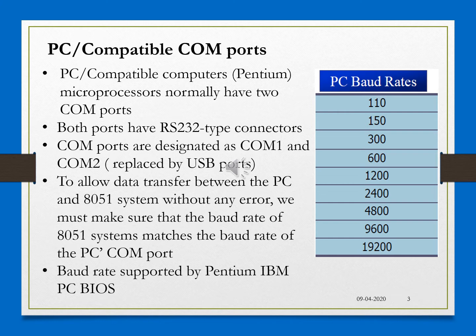Many IBM PCs, that is computers, are widely used to communicate with 8051 based systems. That means serial data communication from 8051 to PC or PC to 8051 based systems. It has wide applications. In order to allow data transfer between the PC and the 8051 system without any error, we must make sure that the baud rate of both the systems should match.